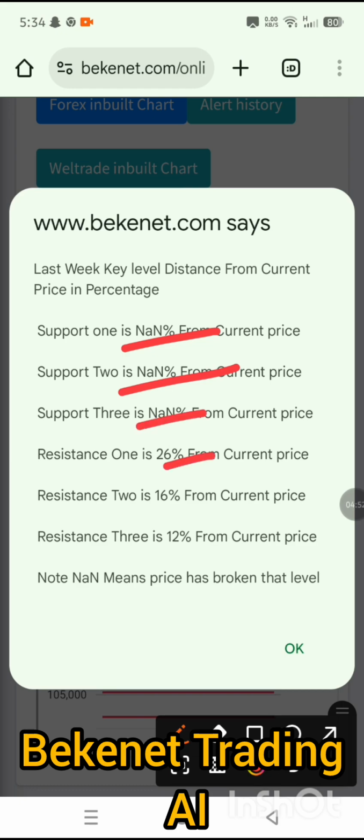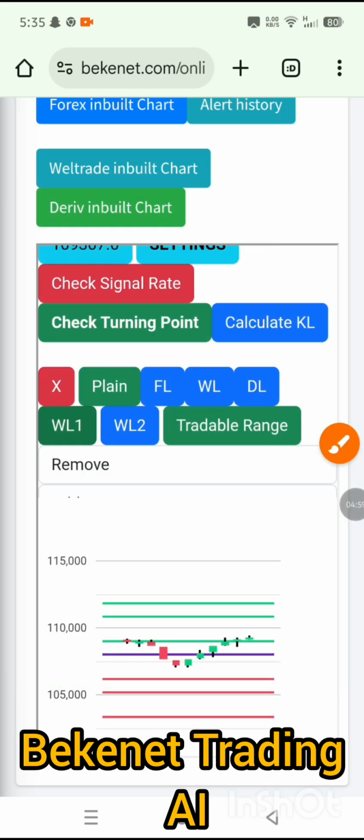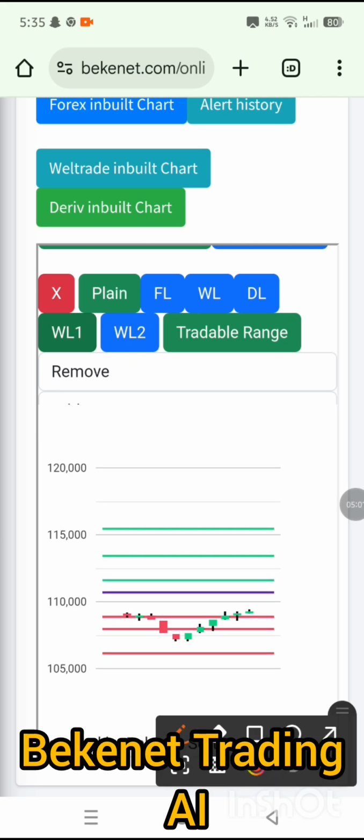26 is below 80, 16 is below 80, 12 is below 80. Simple as ABCD. So this one is clear. Look at it. It will generate it for you again. So price came from all this place, here, here, here, broke this level, targeting this, this, this. As you can see, it's going to calculate this, this, and all of them are below 80, meaning price has not touched them yet.